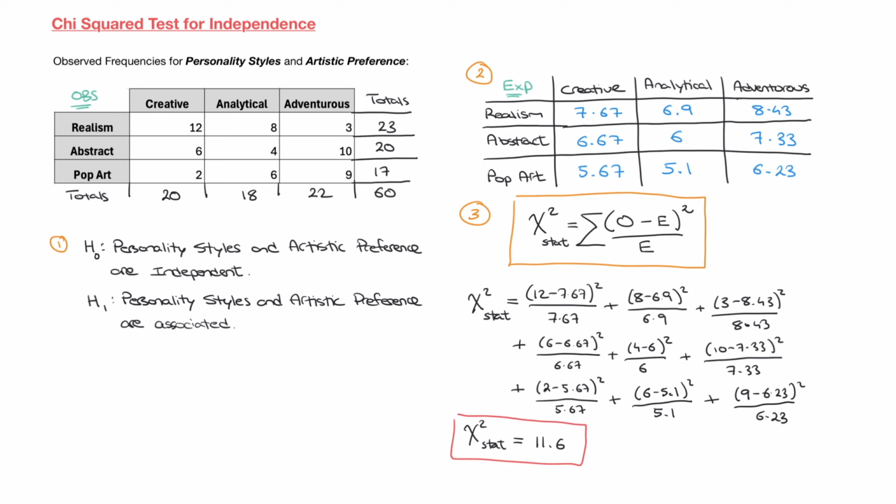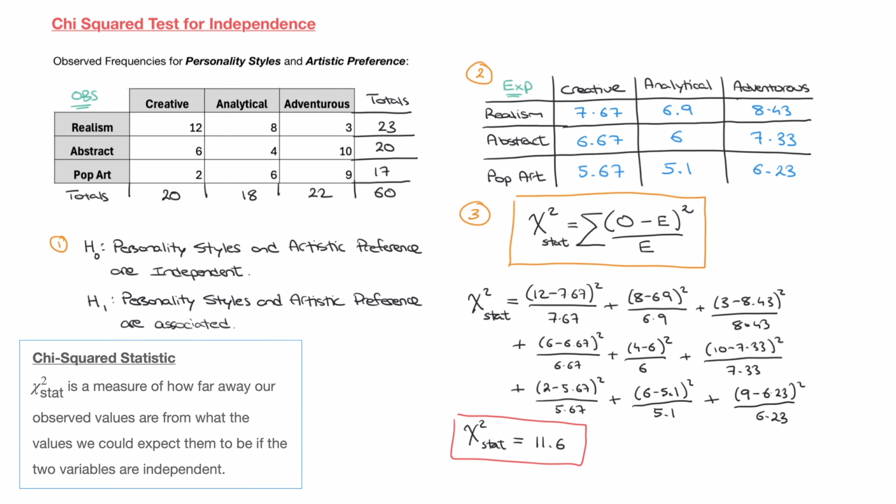There we go. Now before moving on to the next step, let me quickly point out what this calculation is actually showing us. Looking at each of the terms in this long sum, each and every one of the numerators is measuring how far away our observations are from the expected values. For instance, this 12 minus 7.67 is measuring the difference between our observation and the value that would be expected if the variables were indeed independent. Something similar could be said for each of the terms. So the chi-squared statistic can be thought of as the sum of all the deviations between our observations and the expected values. The further away our observed values are from what we could expect if the variables were independent, the larger the chi-squared statistic we get.